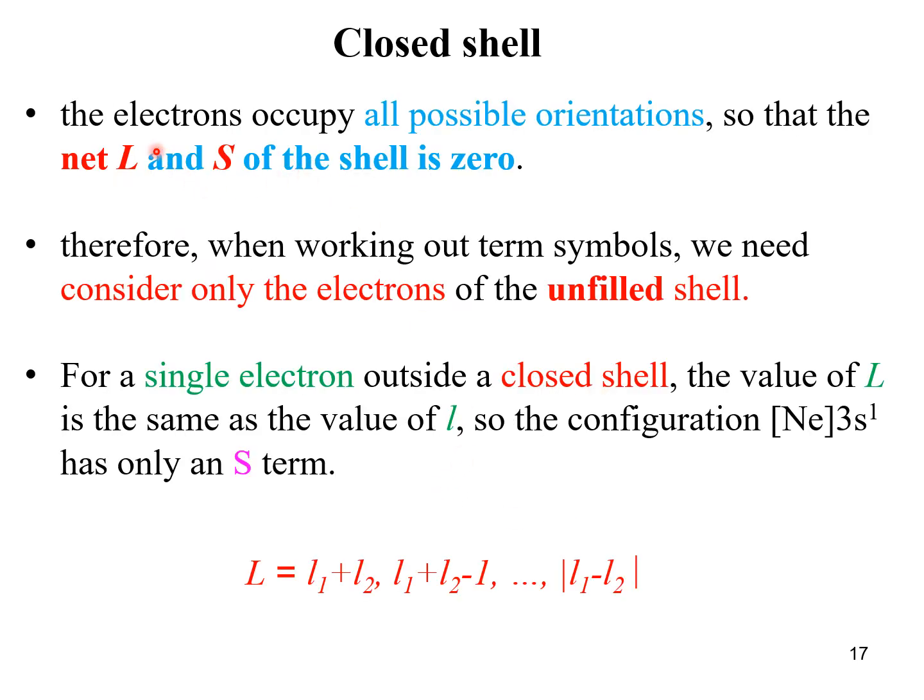For a closed shell, the electrons occupy all the possible orientations so that the net L and S of the shell is 0. Therefore, when working out term symbols, we need to consider only the electrons of the unfilled shell. For a single electron outside a closed shell, the value of L is the same as the value of small letter l, just like one electron in the system. For example, for the configuration of neon 3s1, there is only one electron in the valence shell. Therefore, it has the term symbol of an S term.